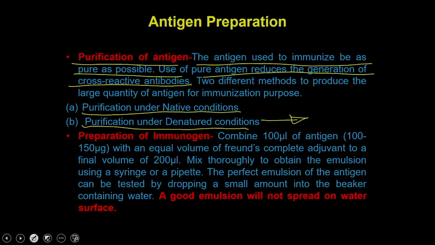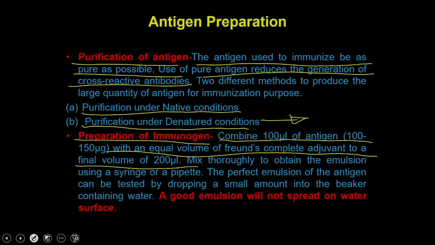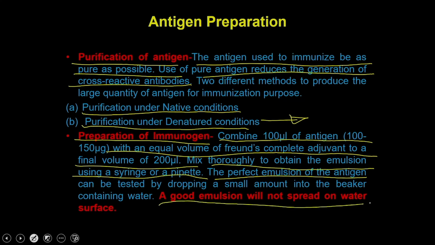Once your antigen is ready, then you have to prepare the immunogens. So, what you do is you combine 100 microliters of antigen with an equal amount of Freund's complete adjuvant to a final volume of 200 microliters. Then you mix thoroughly to obtain the emulsion using a syringe or a pipette. You have to check whether it is a good emulsion or not simply by dropping a small drop of emulsion into water. A good emulsion will not spread onto the water surface, which means the emulsion is going to remain intact even when you drop it onto the water.